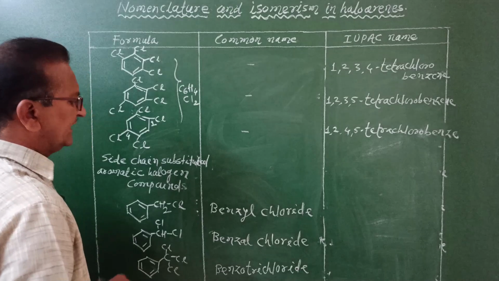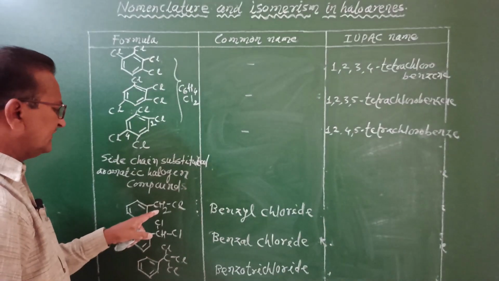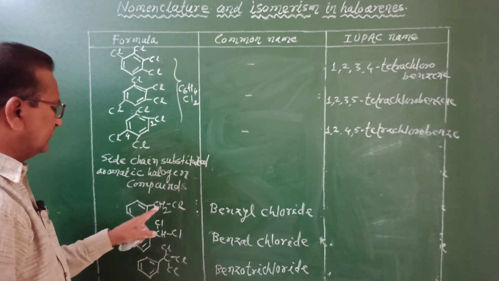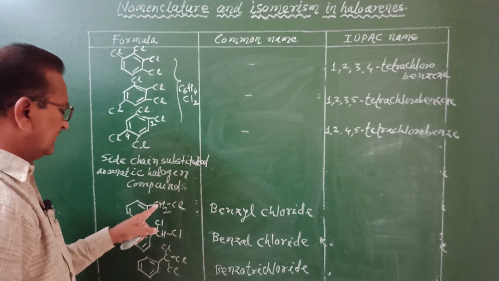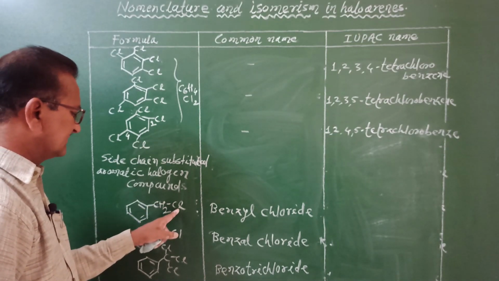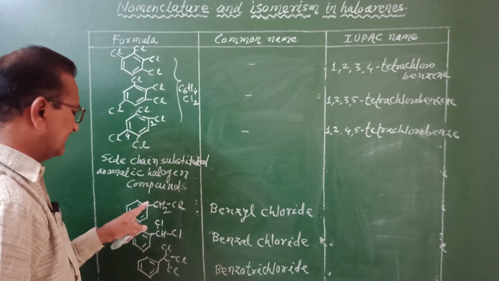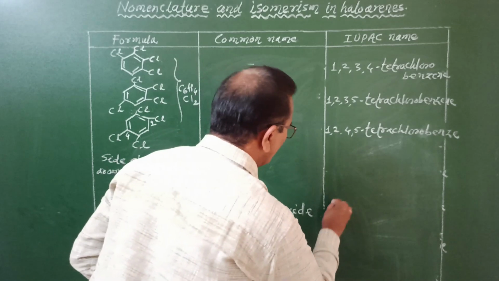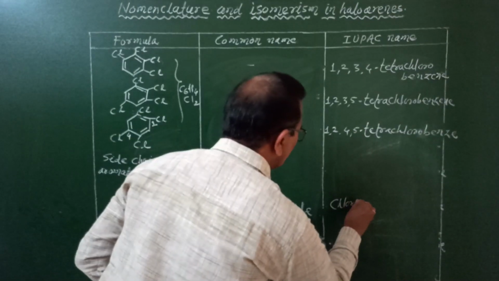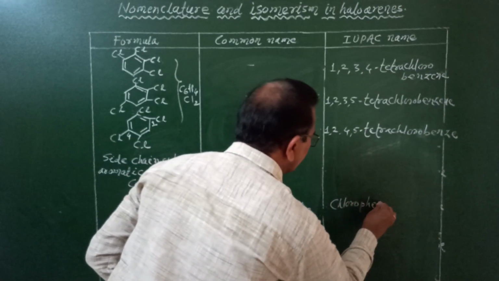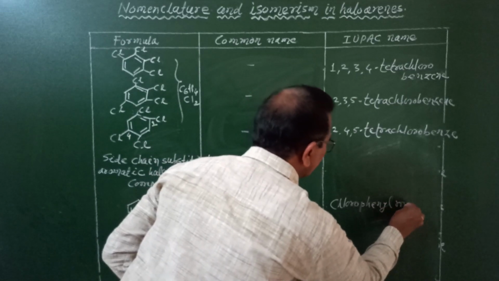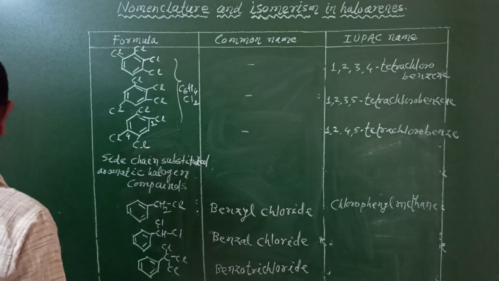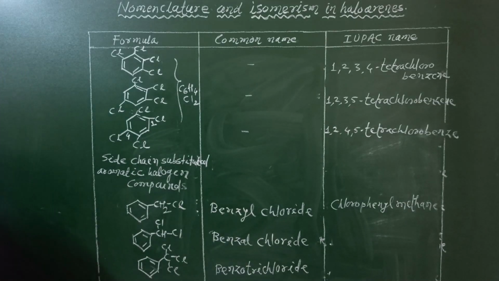Let us see what about their IUPAC names. In the IUPAC name system, this is considered as a derivative of methane. One of the hydrogen atoms of methane is replaced by a chlorine atom, and one of the hydrogen atoms of methane is replaced by a phenyl group. Therefore, this is called chlorophenylmethane.